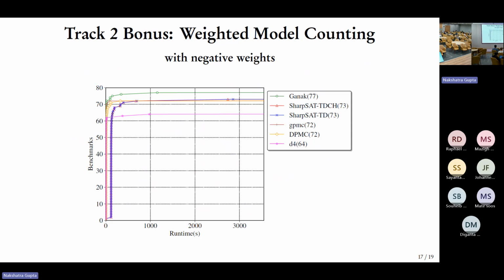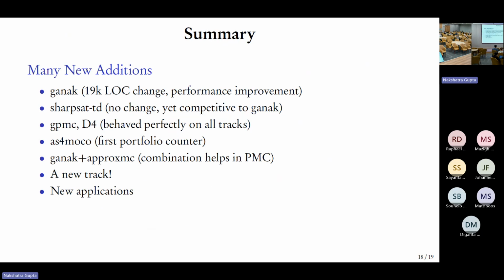Well, so that's all about the results. To summarize, as Mate was talking about in the model counting workshop, there are a lot of changes in Ganak, and that was shown in this performance improvement for Ganak in all the tracks. For SharpSAT-TD, there was no change from last year, yet it is very competitive with Ganak. For DPMC, GPMC and D4, there is very good behavior, and they behave perfectly on all the tracks.